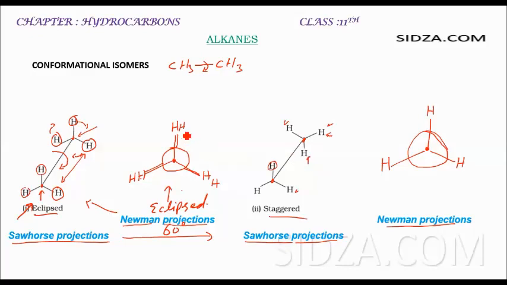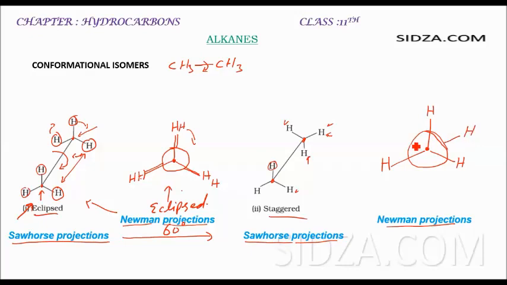Now it's different than this one, right? As if I am giving rotation to the back carbon, a 60-degree rotation. This one will move over here, this one will move over here, this one will be here. That means this hydrogen atom is present in between these two hydrogen atoms.